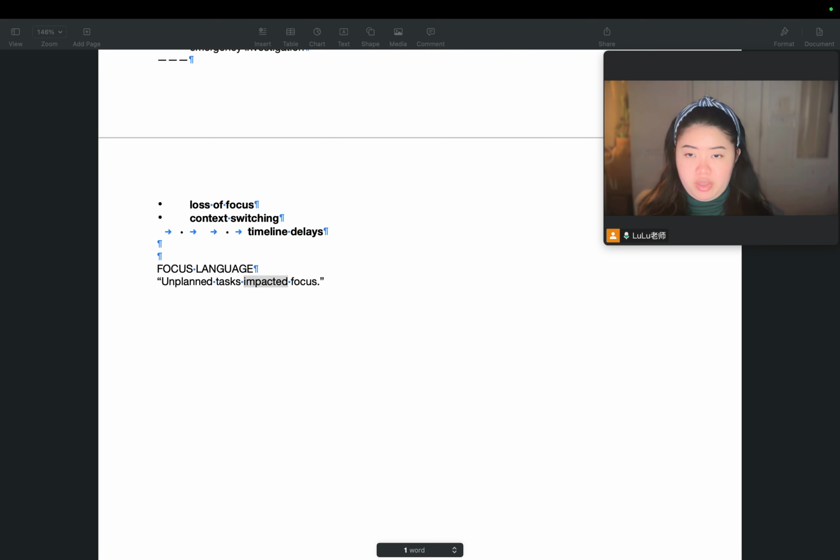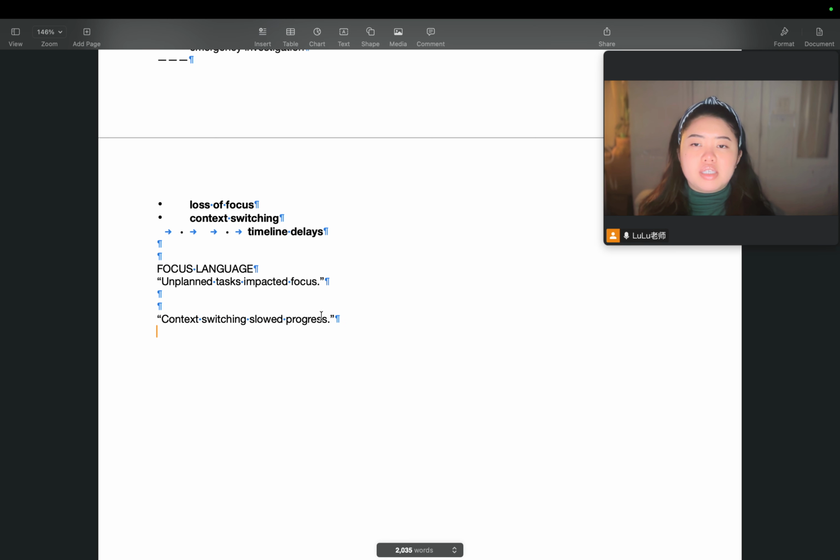Now, another focus language that can really be useful in this lesson is context switching slowed progress. By the way, notice how I say progress, not progress. Progress. So context switching slowed progress. Now explain to me, what is context switching? If you said changing between tasks, moving between tasks, you are correct. Now explain to me when this would happen. Like, give me an example, for instance.